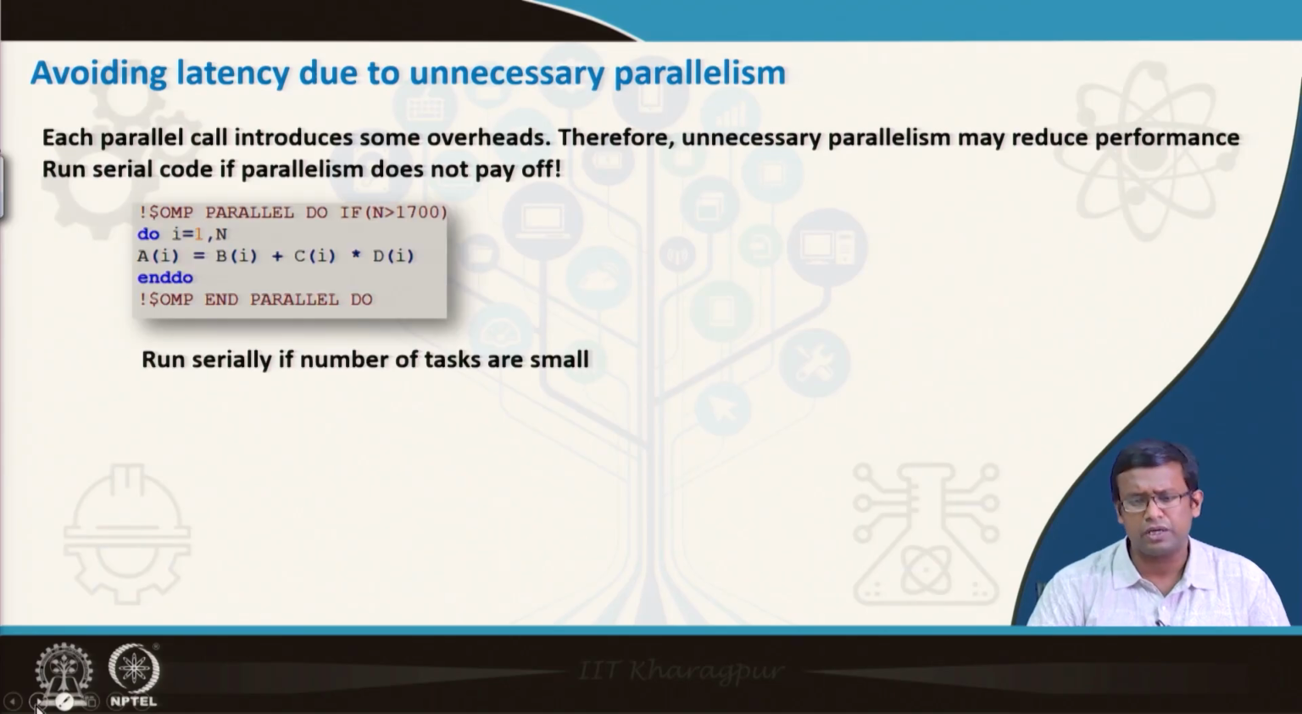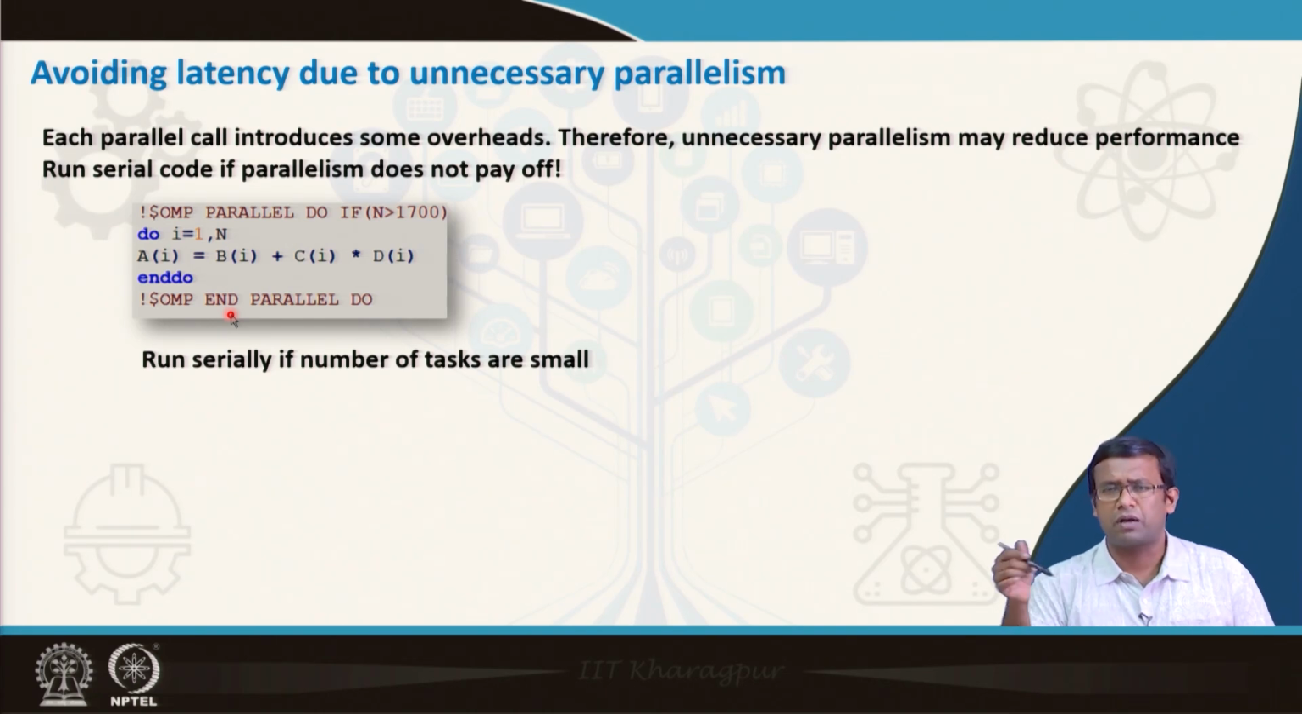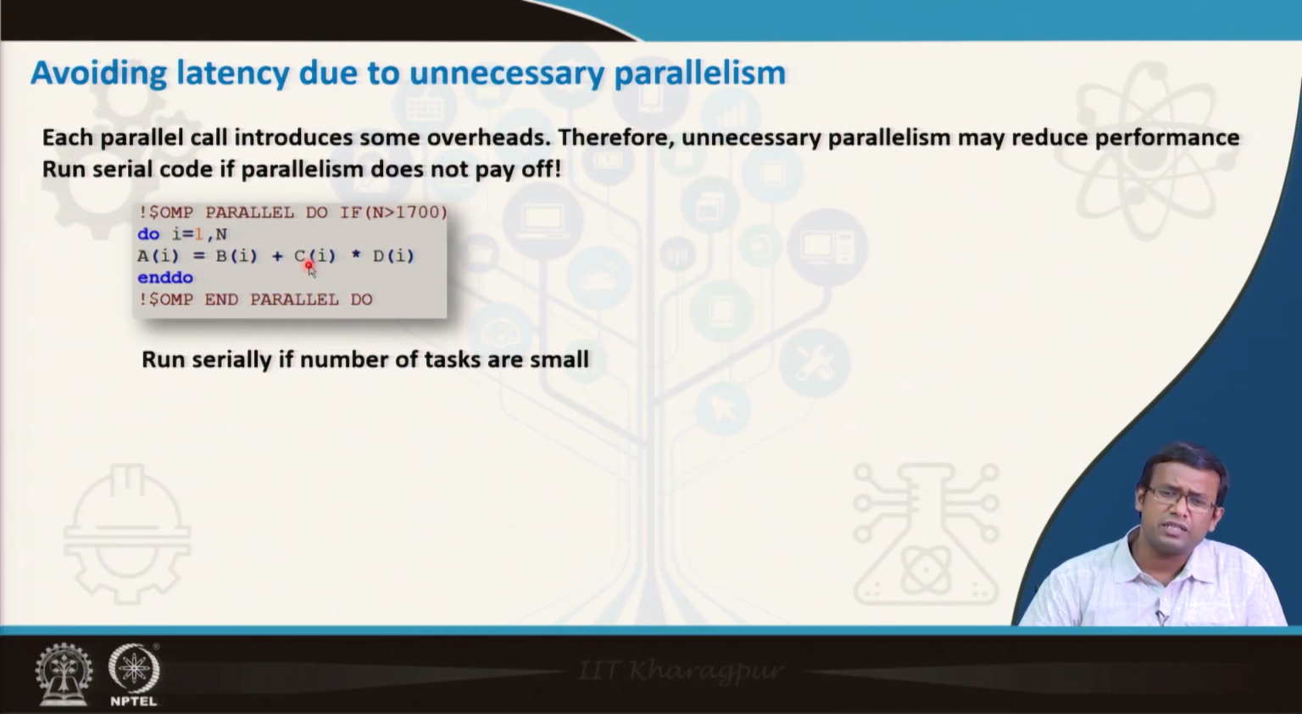When will it be necessary to parallelize a program? When the number of jobs is large. In case I have a very small number of jobs, say I am doing some operation for 1700 numbers, I will show you some examples after a few slides, like A is the summation of 3 numbers. For a small number of iterations, any processor can do it very fast.